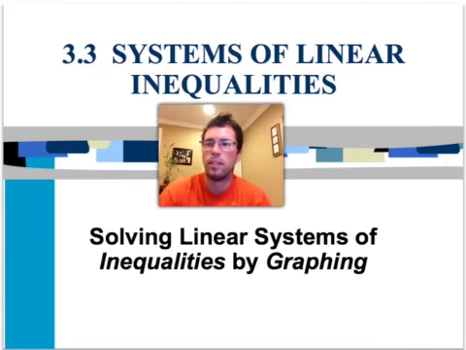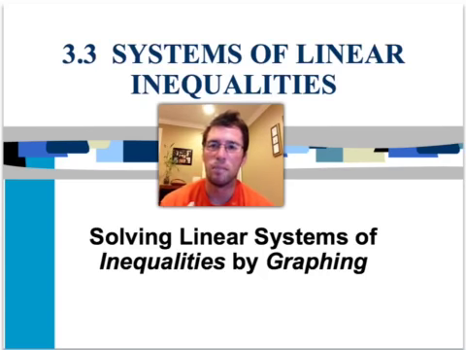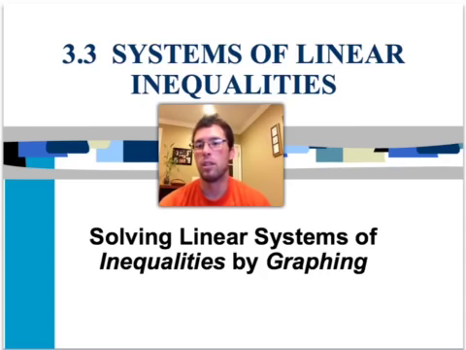Alright, hello everybody. We're in section 3.3, Systems of Linear Inequalities. So far, you have graphed a system and found out if they crossed or not, and that was one way to solve it. The second way to solve a system was by substitution, and the third way was by elimination. So that's three ways to solve a system of equations, which is just more than one equation with the same variables going on.